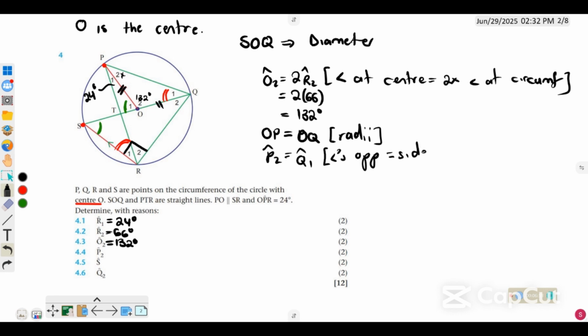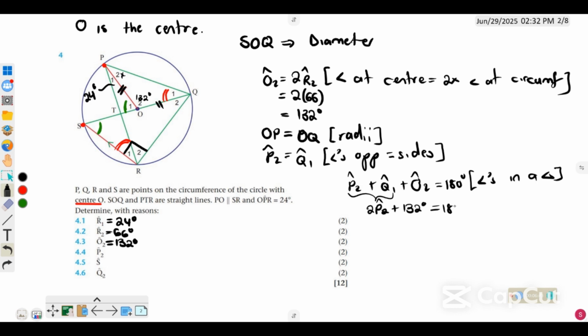Right, so we can go ahead and calculate angle P2, because if we do the sum of angles in that triangle, angle P2 added to angle Q1 plus angle O2, this should give us what? It should give us 180 degrees, and these are angles in a triangle. But we know that P2 and Q1 are equal, so we can just write this as 2P2 plus 132 degrees, which is equal to 180 degrees. So P2 is equal to what? 180 degrees minus 132, all divided by 2. So it's 180 minus 132, which gives us 48. 48 divided by 2 is 24 degrees.